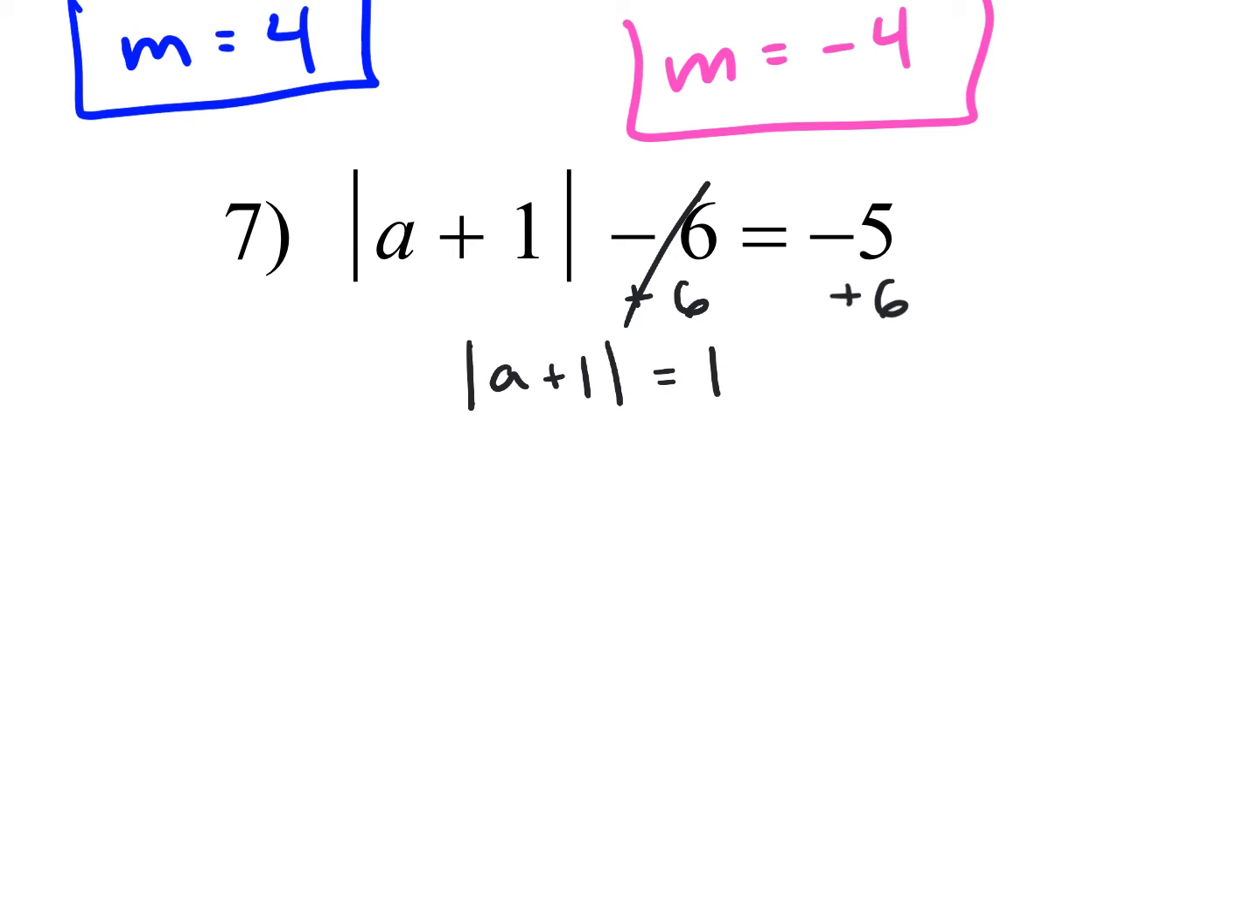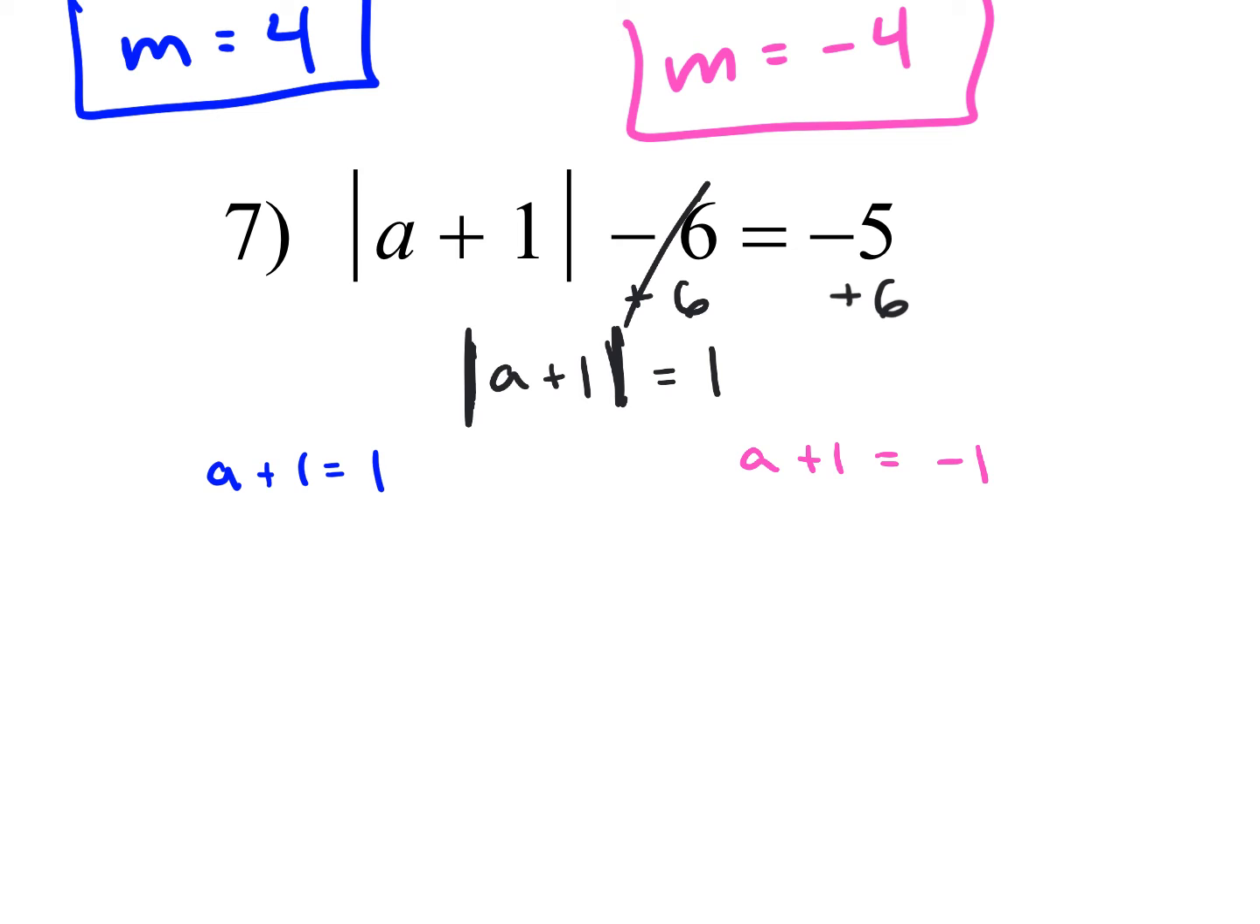Make the other equation. So I split it into two equations: a plus 1 is equal to positive 1, and a plus 1 is equal to negative 1. So think about it. In order to get rid of these absolute value walls here, you have to break it up into two parts. So to get rid of the absolute value, you have to split it into two equations.